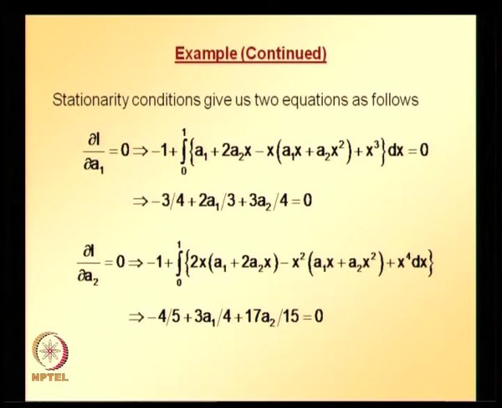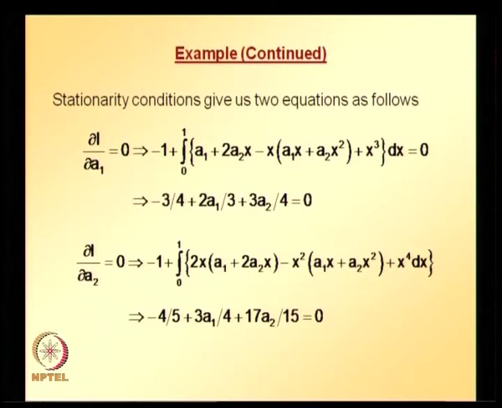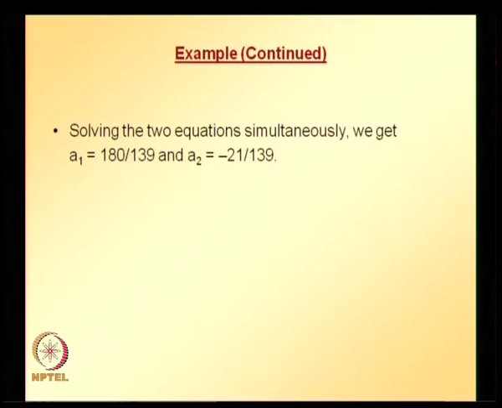So you got two equations both in terms of a1 and a2, and you have two unknown coefficients to be determined. So you can solve these two simultaneous equations for a1 and a2. Solving the two equations simultaneously, we get the coefficients a1 and a2 which are shown there. Now our job is over, we found a1 and a2, and the admissible trial solution is a1x plus a2x square. So you substitute the a1 value and a2 value.